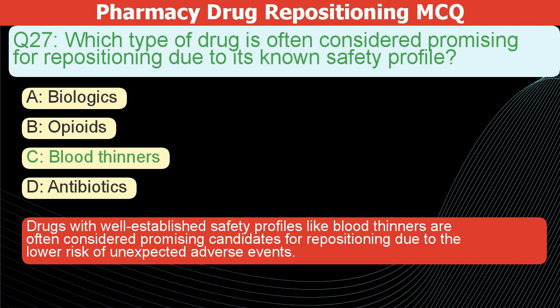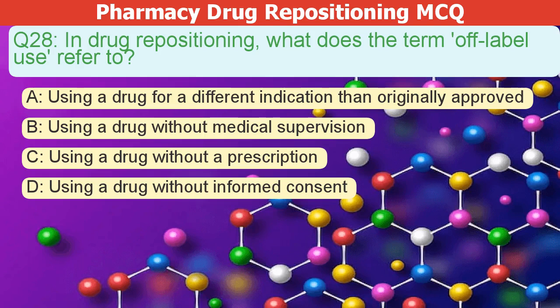In drug repositioning, what does the term off-label use refer to? A. Using a drug for a different indication than originally approved. B. Using a drug without medical supervision. C. Using a drug without a prescription. D. Using a drug without informed consent.